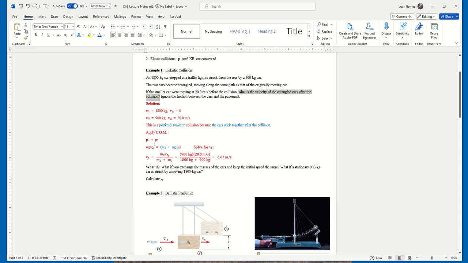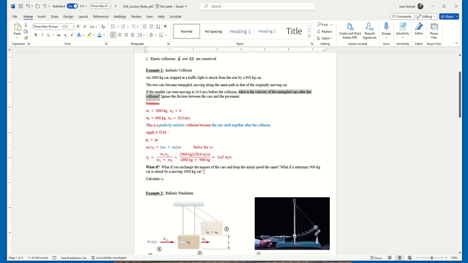So you have p initial equals p final: m2 v2i equals (m1 plus m2) v final. Basic algebra, solve for v final. You get v final equals m2 v2i over m1 plus m2. Plug in the numbers. Remember, everything's given. m1 v1 initial is 0, and m2 v2 initial. Plug in the numbers, and you get v final is equal to 6.67 meters per second.